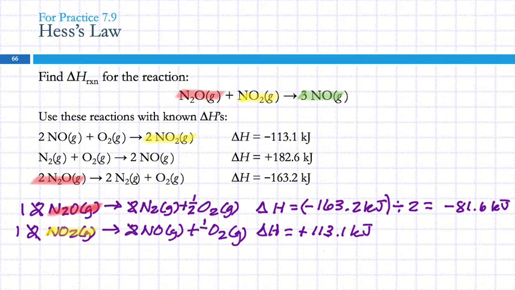And we're going to get another 1/2 there. I'm going to take this guy and divide by 2. 113.1 divided by 2. So this is 56.55 kilojoules. I'm going to put a plus there just to tell myself I thought about it. This is what it's supposed to be.